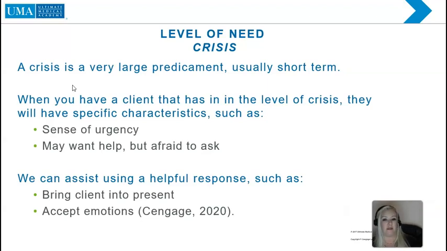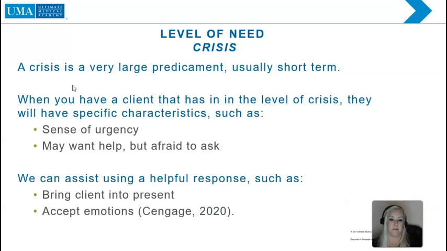When you have a client in that level of crisis, they will have specific characteristics as well, such as they're going to express a sense of urgency. Urgency with resources, urgency with assistance. They may want help, but they could be afraid to ask. So we need to probe and sense, are they asking for help, but not really? We have to be able to pick up on those nonverbal cues.